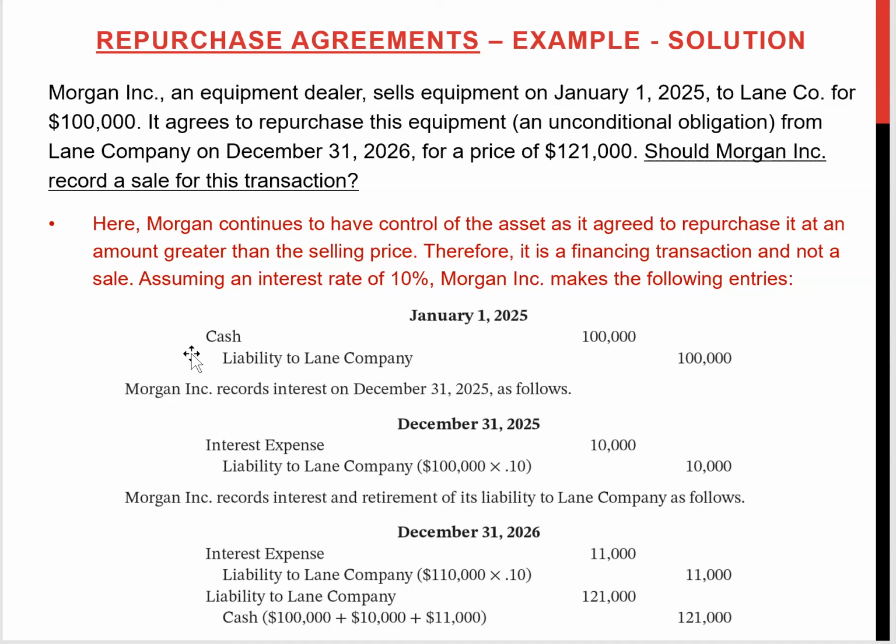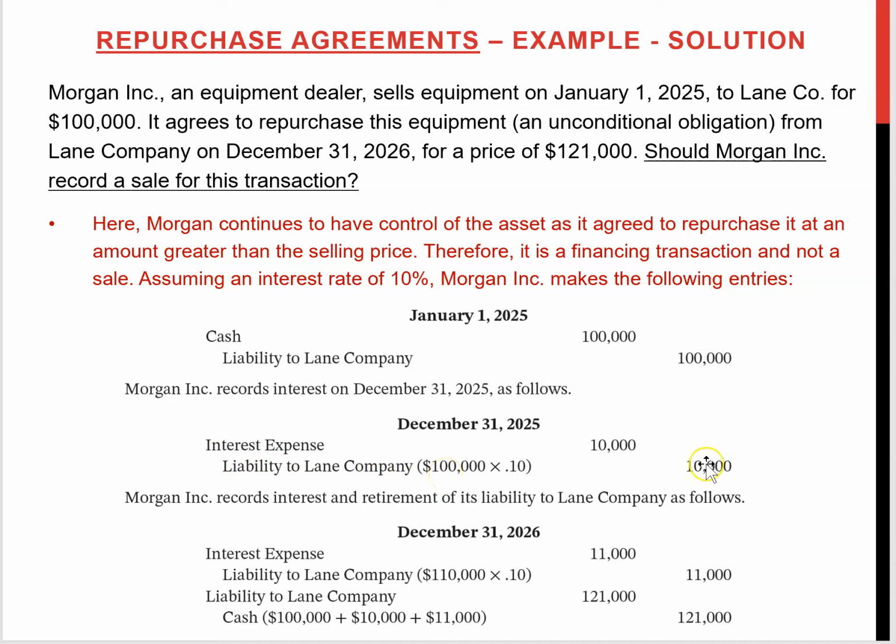Now, since the repurchase price is higher, it's a financing agreement, you have to calculate interest, and we assume that the interest rate is 10%. So at the end of the year, Morgan will record interest expense 10% on this $100,000, which is $10,000. Debit interest expense and credit liability to Lane Company.